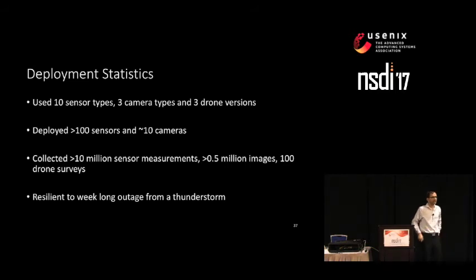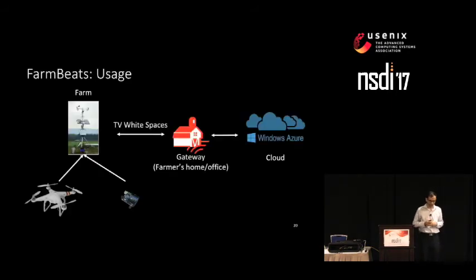In all, we used like 10 different kinds of sensors from different companies, 3 different types of cameras, and 3 versions of drones. We deployed over 100 sensors in both these farms and about 10 cameras. Over the course of our deployment, we collected a lot of measurements: like 10 million sensor measurements, 500,000 images, and over 100 drone surveys. One of the most interesting aspects of our deployment was that in one of the weeks, the cloud connectivity broke down because of a thunderstorm. And the system was still functioning for the farmer. The farmer did not have any perceived delays, which is cool, right? That's what we wanted to do.